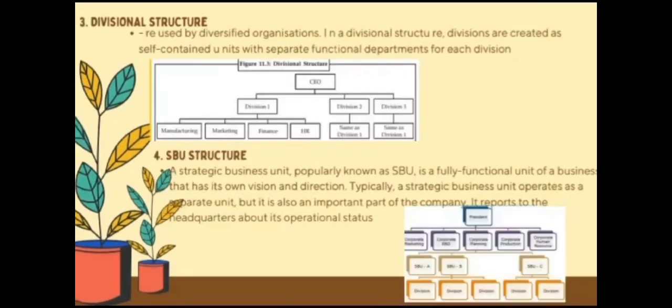Number 3, divisional structure, used by diversified organizations. In a divisional structure, divisions are created as self-contained units with separate functional departments for each division. In figure 3, divisional structure, there is a CEO and there are 3 divisions. In division 1, there are manufacturing, marketing, finance, and HR. In division 2 and division 3, there are also manufacturing, marketing, finance, and HR.